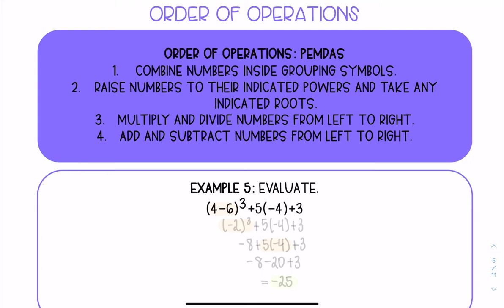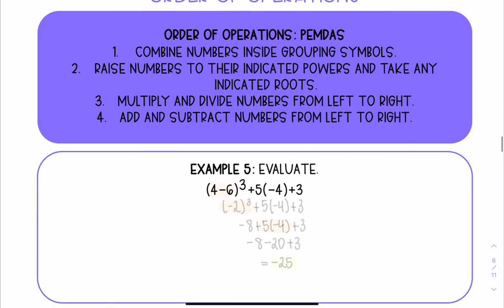So let's look at example number 5. The first thing is to simplify any grouping symbols. So this 4 minus 6 needs to be simplified first. Don't just assume that parentheses mean grouping symbols, because sometimes we use them for multiplication, just like that negative 4 in this problem. That indicates multiplication. So let's simplify 4 minus 6 first. That's negative 2 cubed plus 5 times negative 4 plus 3.